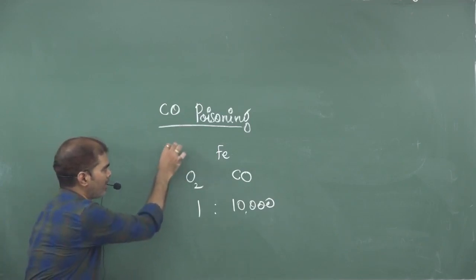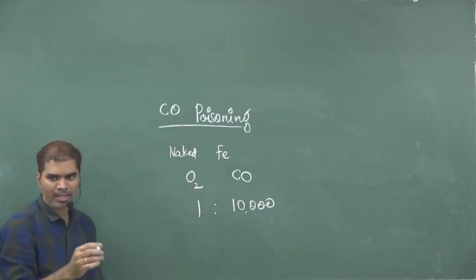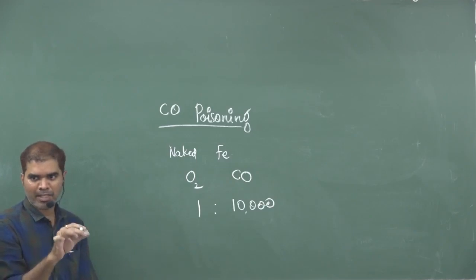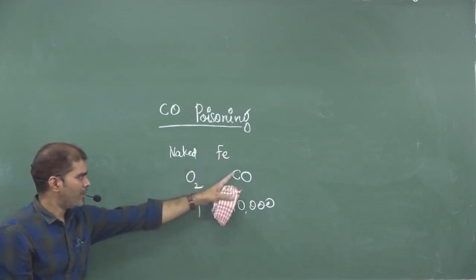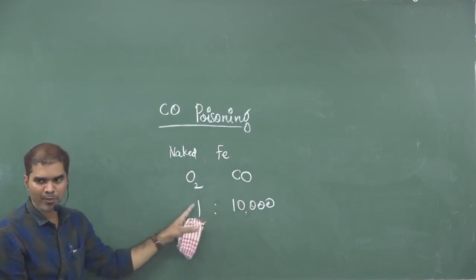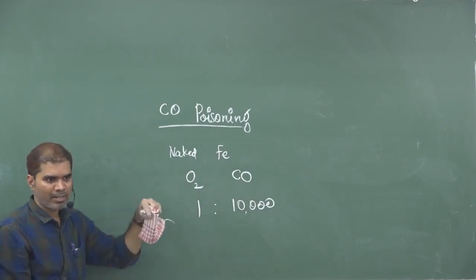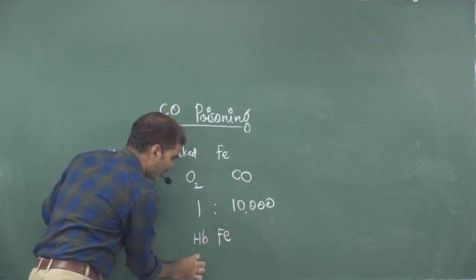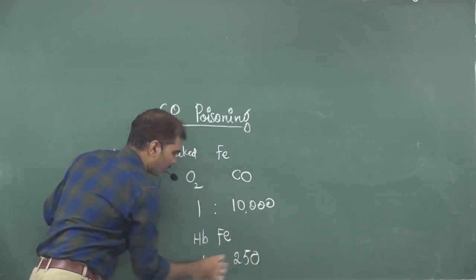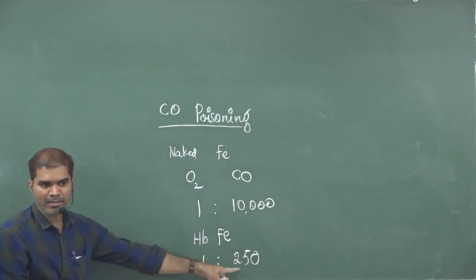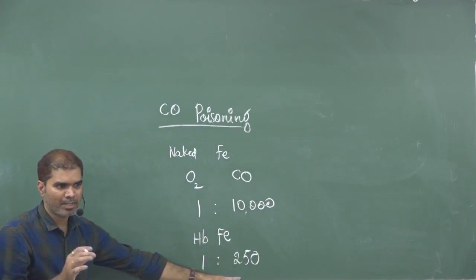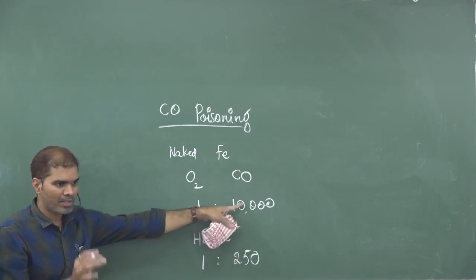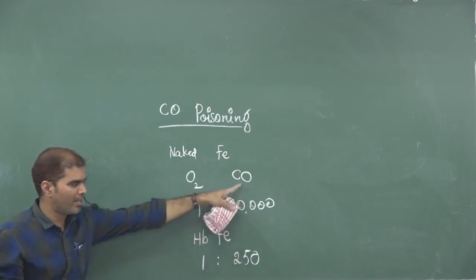But this iron is naked iron or bare iron. Bare iron means not iron coming from hemoglobin, simple iron. If I take simple iron and check its affinity towards oxygen and carbonyl, the affinity towards carbonyl is 10,000 times greater than towards dioxygen. That is outside. But within hemoglobin, the iron affinity for oxygen to carbonyl is 1:250. It means its affinity is greater towards carbonyl by 250 times, nearly 300 as she said, but it is 250 times. It is still higher than oxygen. But here it is 10,000 outside, and the same iron in hemoglobin suddenly drops to 250.